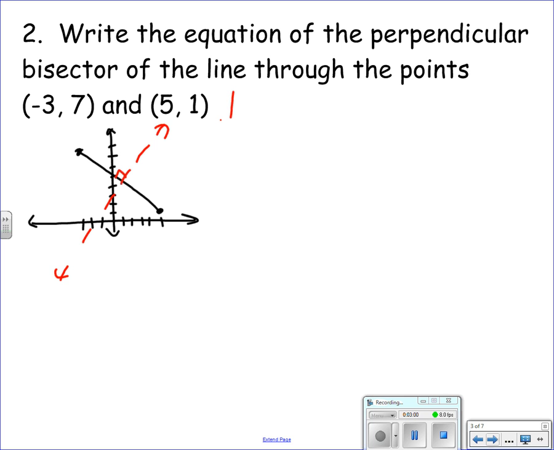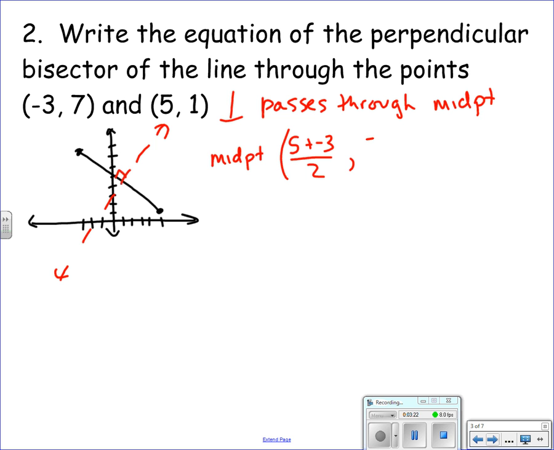So perpendicular, passes through the midpoint. So find the midpoint first. Remember, midpoint's average, so 5 plus a -3 over 2 and 7 plus 1 over 2. That ends up being the point (1, 4).